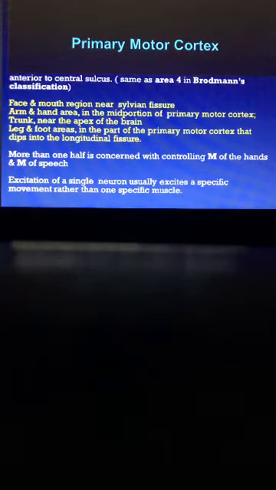in the part of primary that dips into the longitudinal fissure, and more than one half is concerned with controlling muscles of the hands and muscles of the speech. يعني مساحة كبيرة جدا muscles of the hand and muscles of the speech مقارنة بباقي الجسم. Excitation of a single neuron usually excites a specific movement rather than one specific muscle.